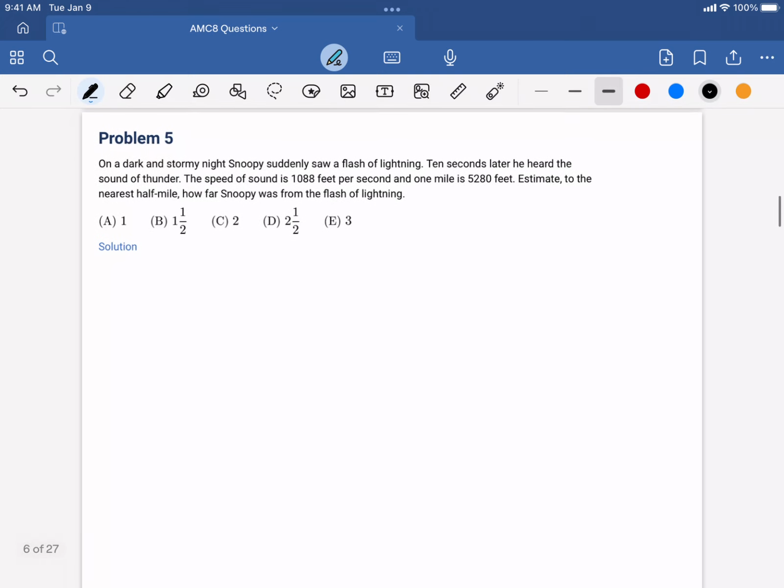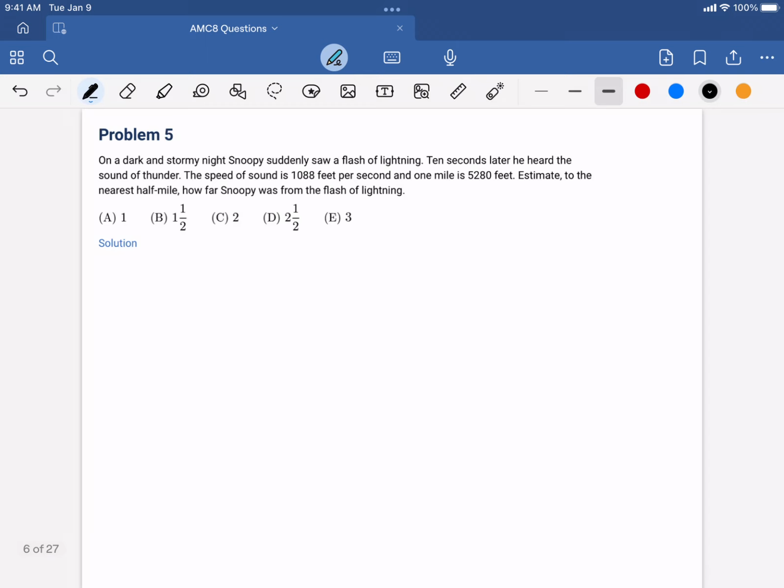Problem 5. On a dark and stormy night, Snoopy suddenly saw a flash of light. 10 seconds later, he heard the sound of thunder. The speed of sound is 1,088 feet per second, and 1 mile is 5,280 feet. Estimate to the nearest half mile how far Snoopy was from the flash of lightning.